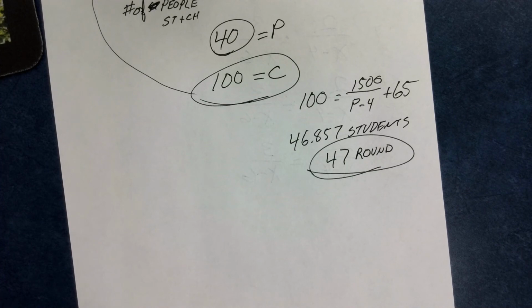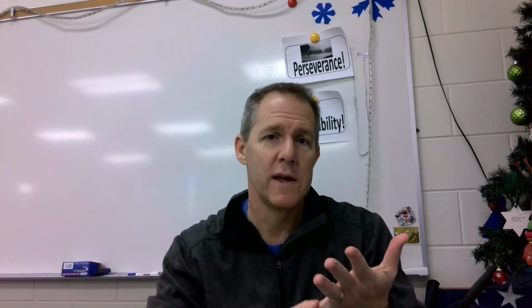The last thing is to know a little bit about domain and range. Domain is all the values that X can be. Range is all the values that Y can be, or the outputs. So domain is the input or the X's, range is the output or the Y's.